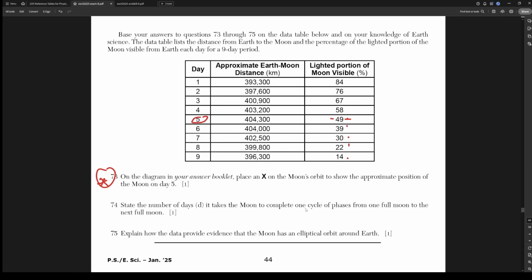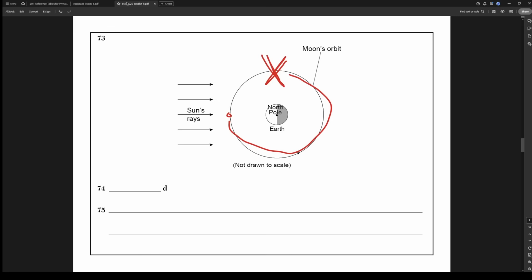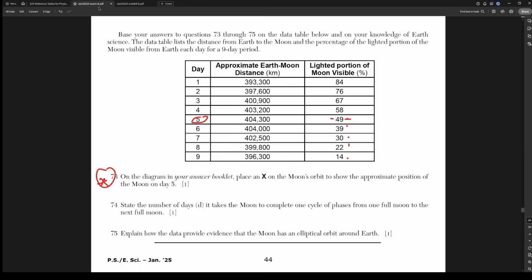State the number of days it takes the moon to complete one cycle of phases from a full moon to full moon. That you have to remember. It's a memorized 29.5 days to go through a full cycle of phases. That's not on the reference table.